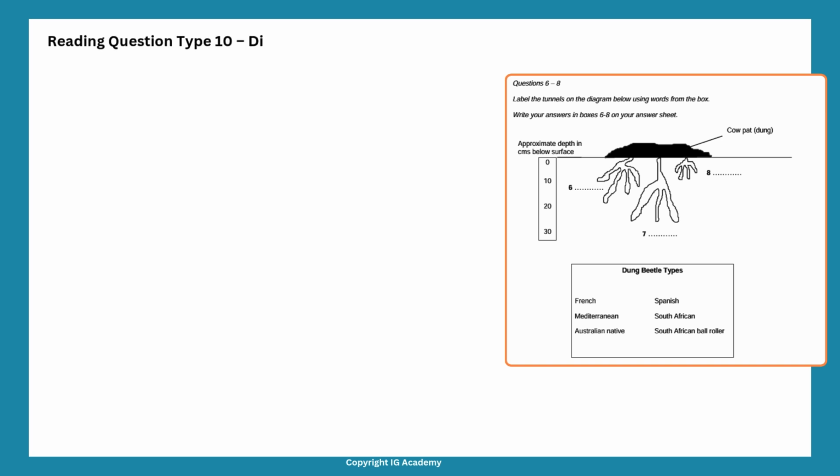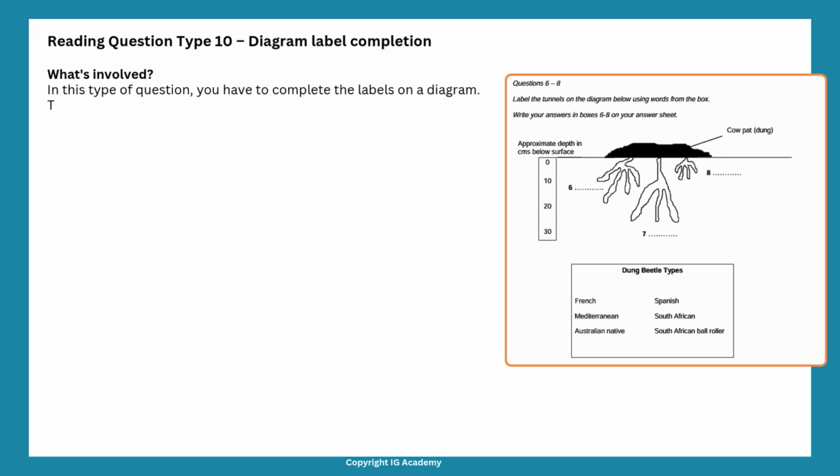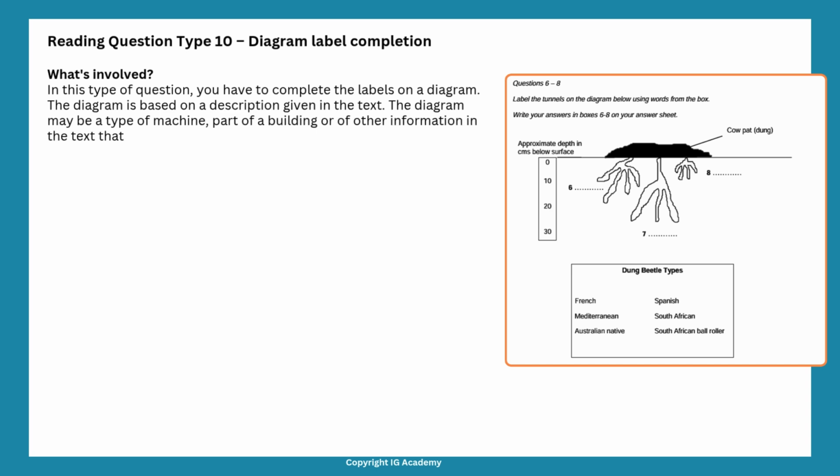Reading question type 10 is diagram label completion. In this type of question, you have to complete the labels on a diagram. The diagram is based on a description given in the text. The diagram may be a type of machine, part of a building, or of other information in the text that can be shown through pictures. Write the words that fit into the gap on the answer sheet.